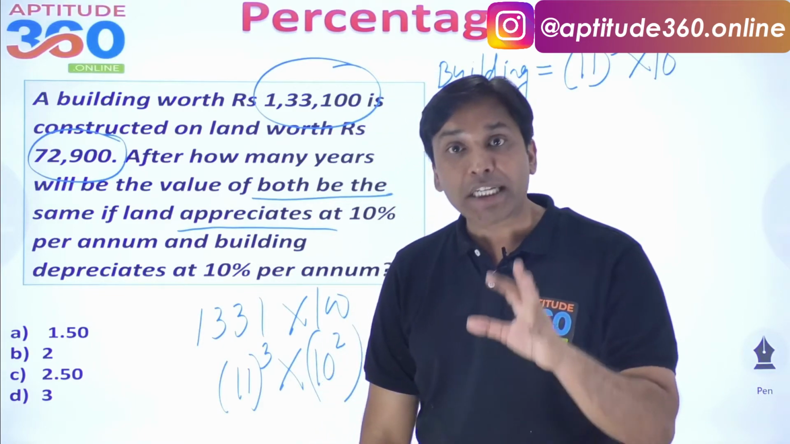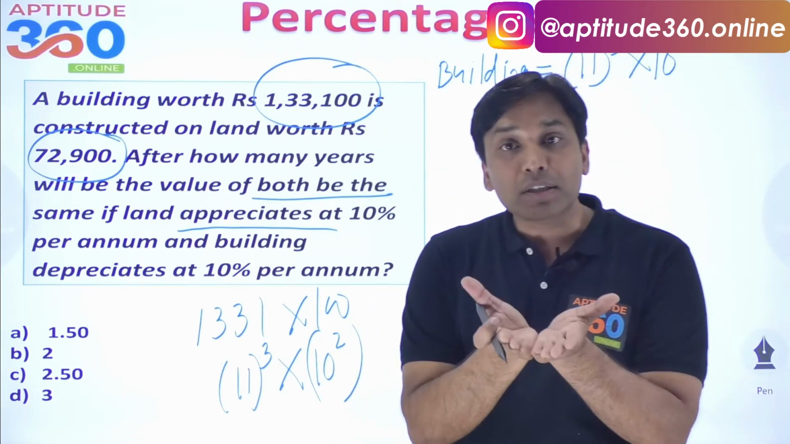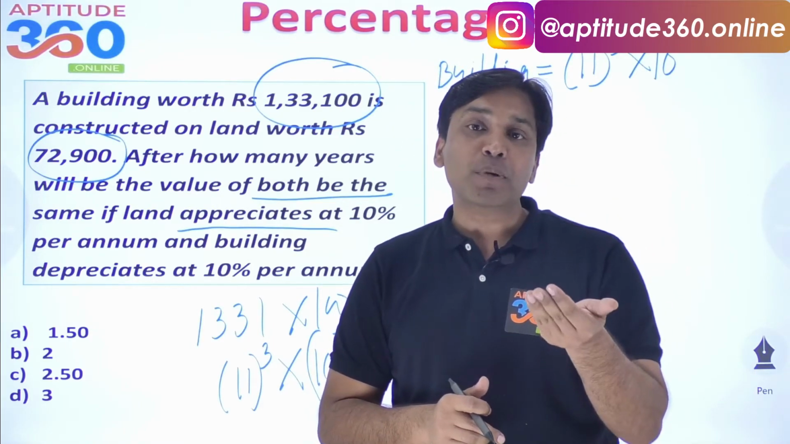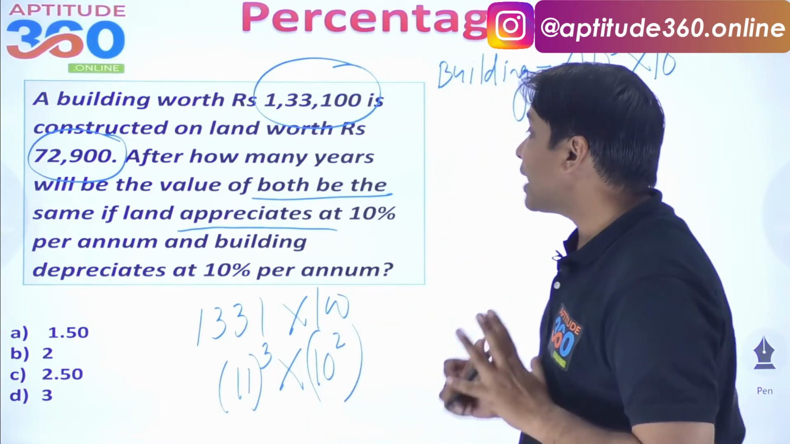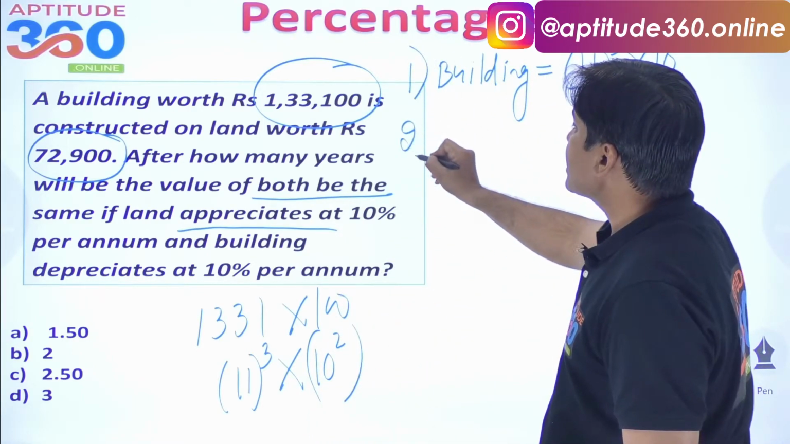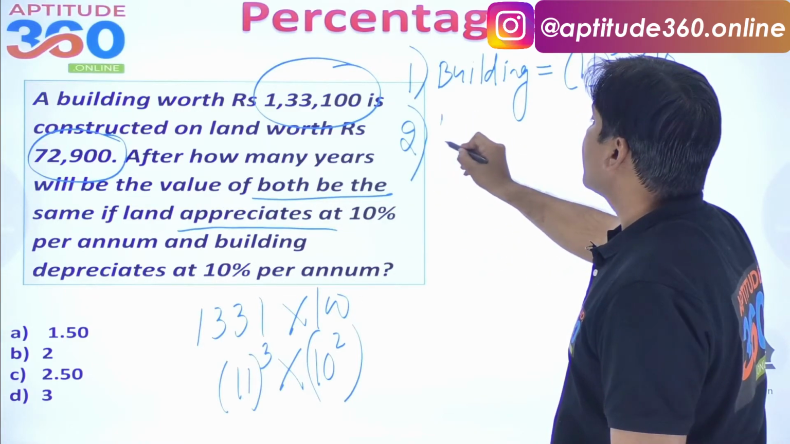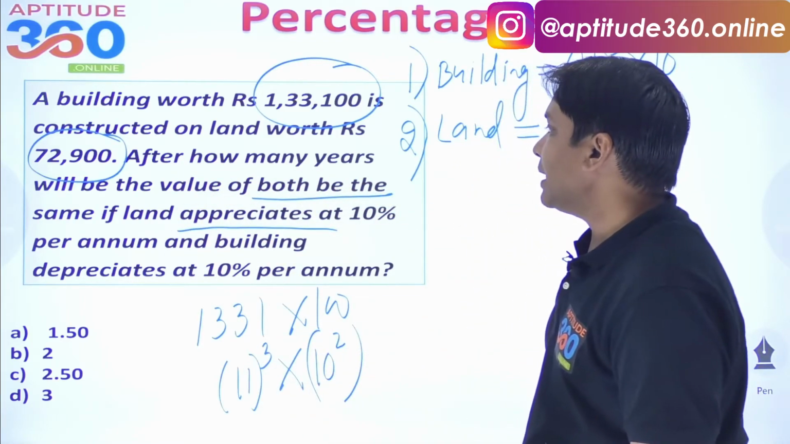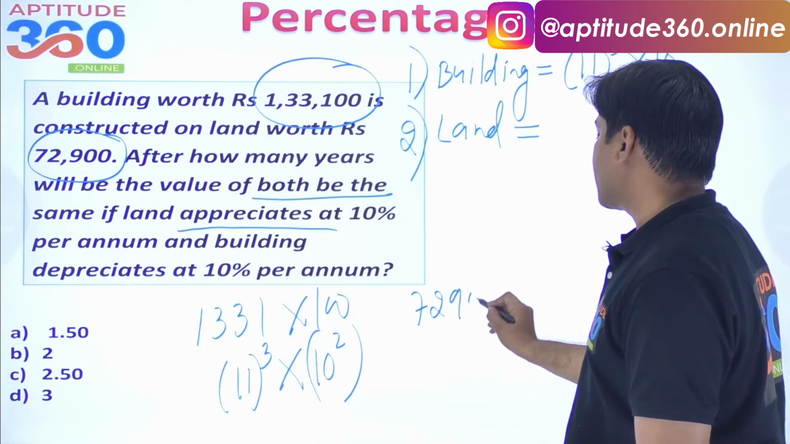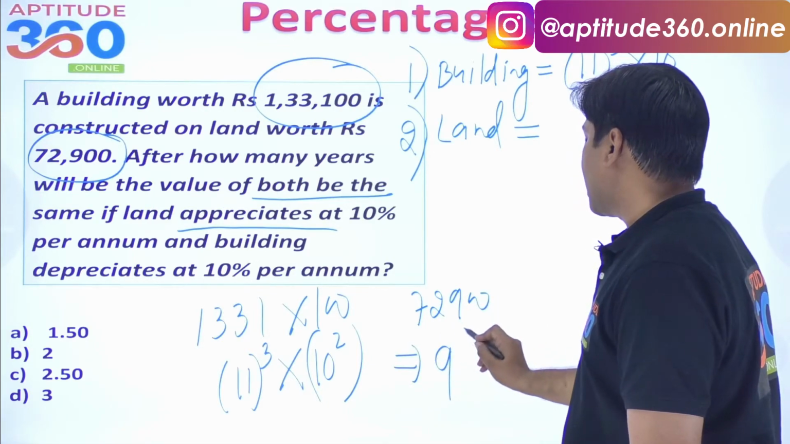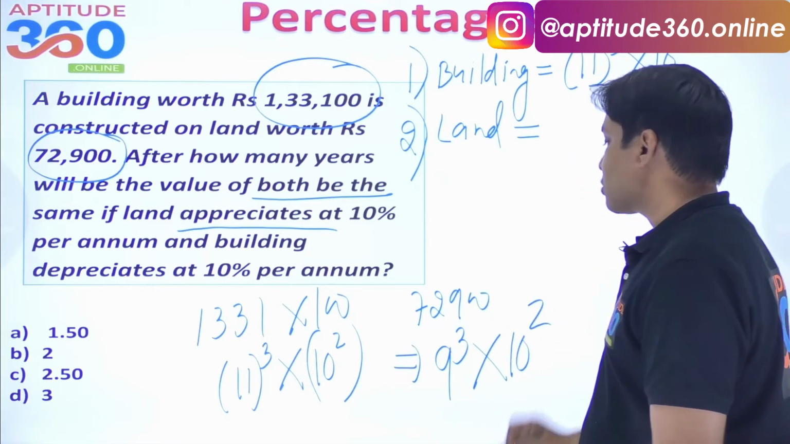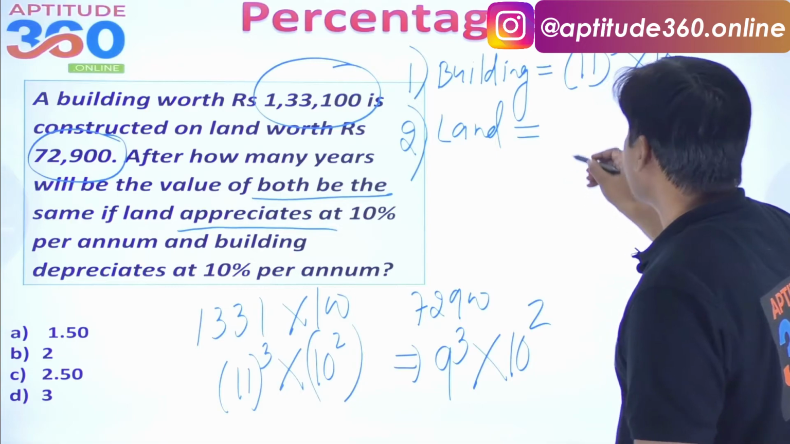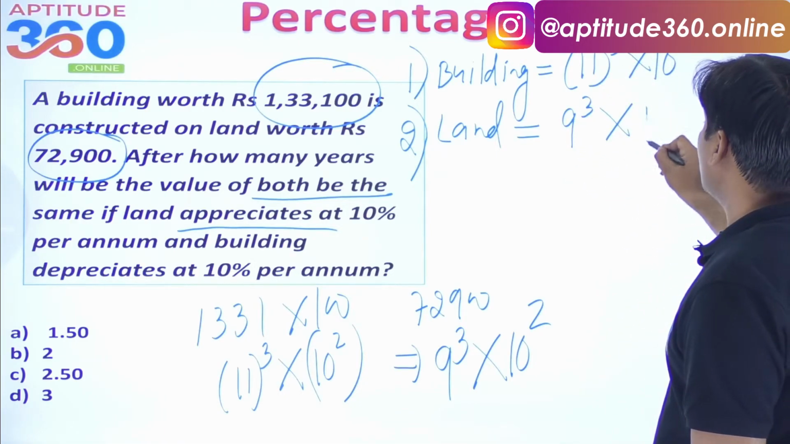And if it is depreciating by 10%, don't you think the worth that remains every year is going to be 90%? And 90% we write as 9 by 10. Is that okay? So that's one understanding. The second is what is going to be the price of the land. Land, they are saying that it is 729,000. So this can also be written as 9 cube into 10 square. So 729 into 100. 729 is 9 cube into 100. So land is coming out as 9 to the power 3 into 10 square.